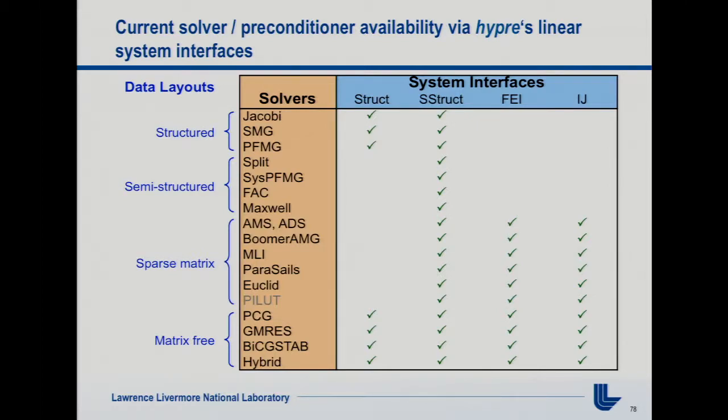Solver-wise, this is kind of a list of what we have. I'm not sure if it's completely current, frankly. Here are the interfaces, and the check marks tell you which solvers you have access to if you use these interfaces. So semi-struct, for example, gives you access to any of these solvers. The first ones here are for multi-grid methods. SMG and PFMG are on structured grids. This is for semi-structured grid problems. This is for general matrix problems, and down here, sort of the matrix-free Krylov solvers. These are all in HYPRE.